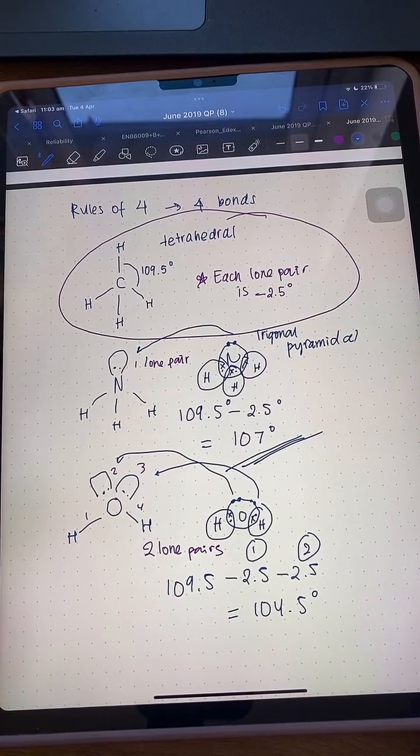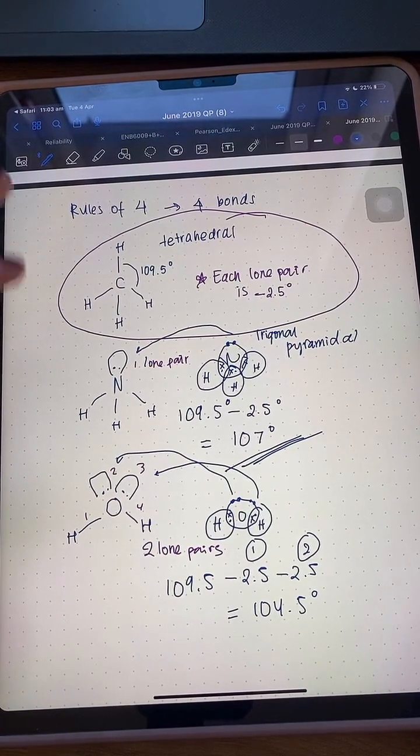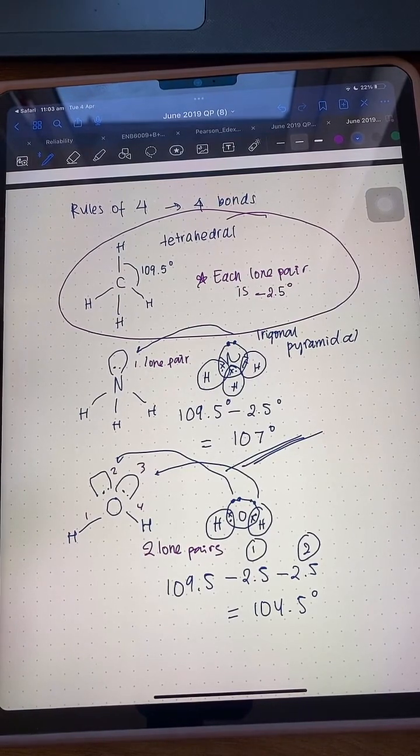Now, this doesn't apply to the octahedral ones, but those are pretty simple. You only have like 2 of them that are octahedral and trigonal. What was the other one? Trigonal bipyramidal. So you can just memorize those ones. But the rest of these, you can see it like that.